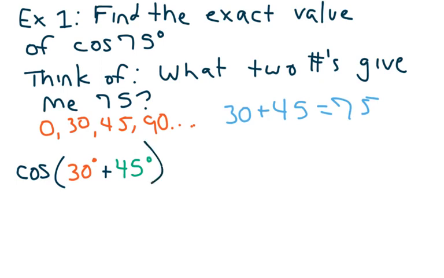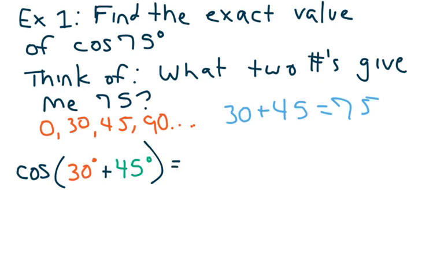Now I'm adding these because these two added together will give me that 75. So it's almost as if I asked you to rewrite 6 in a different way. You could write it as 1 plus 5, or 2 plus 4, or 3 plus 3. All of those are representations of the number 6. So 30 plus 45 degrees are representing 75 degrees.